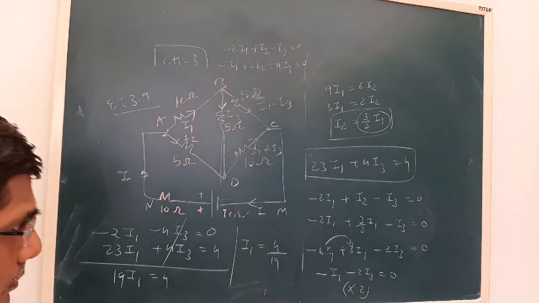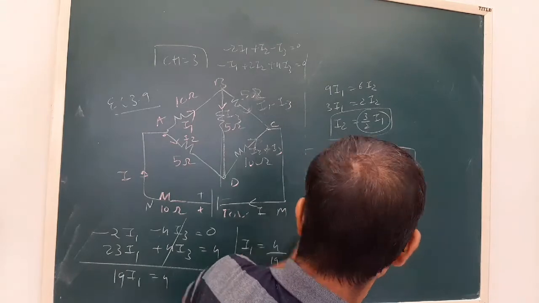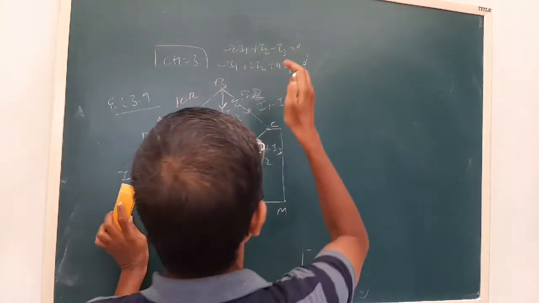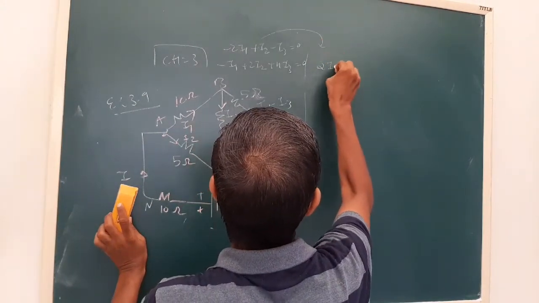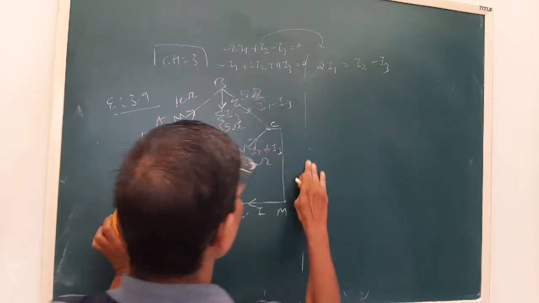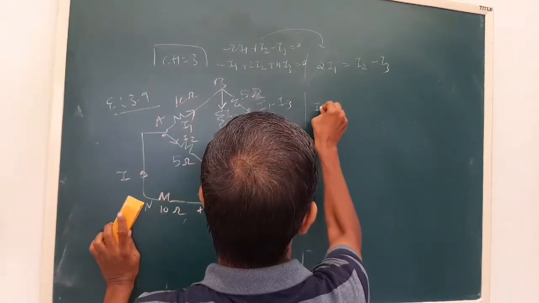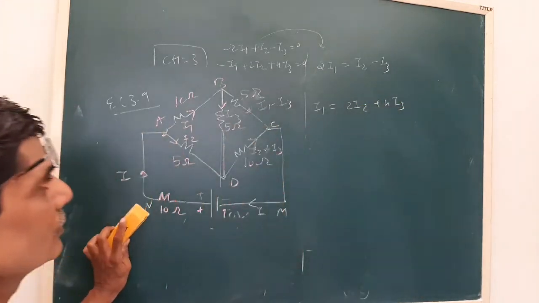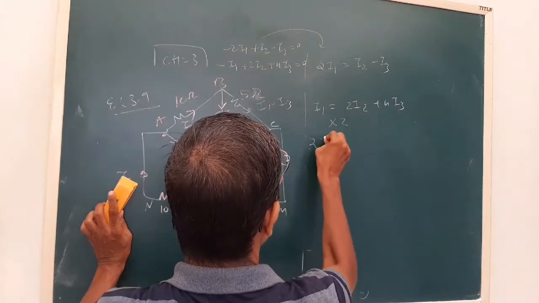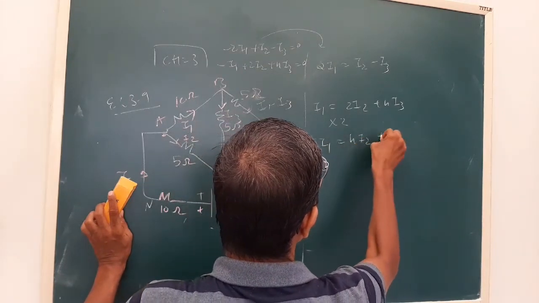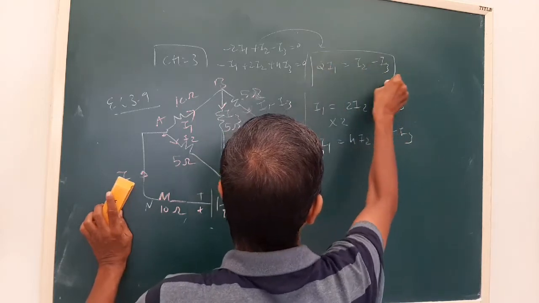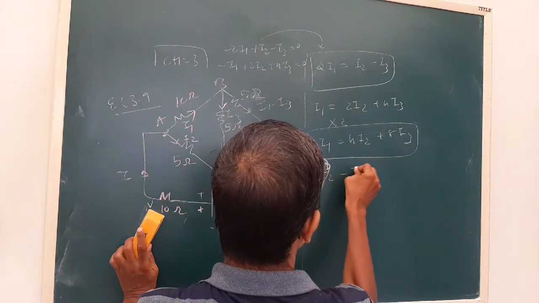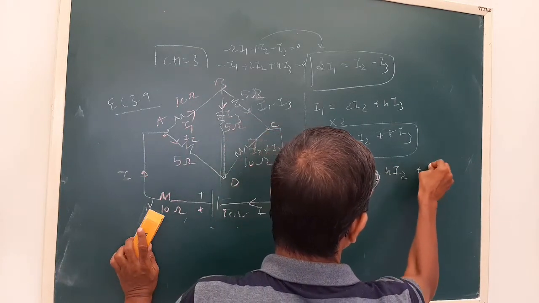Now let us say we have to go for a very simple method. Now see what is our equation: 2I1 is equal to I2 minus I3. Here I1 is 2I2 plus 4I3. So if I multiply by 2, 2I1 is equal to 4I2 plus 8I3. Now this is also 2I1, this is also 2I1. So if I compare, I2 minus I3 is 4I2 plus 8I3.